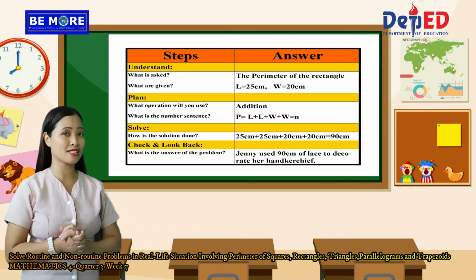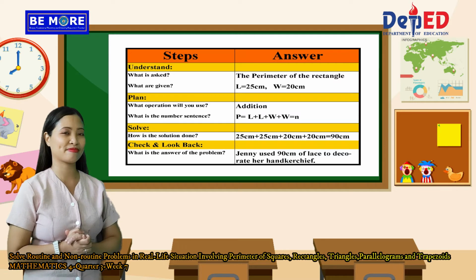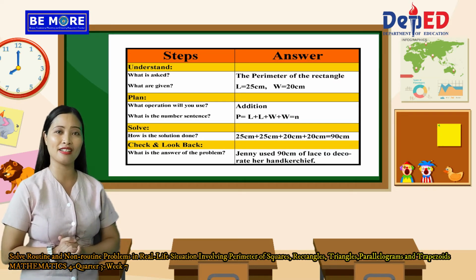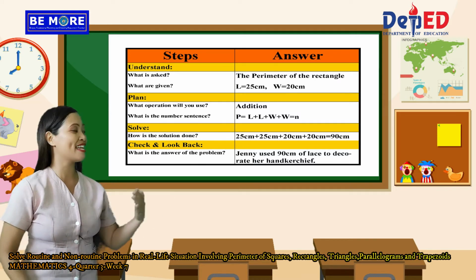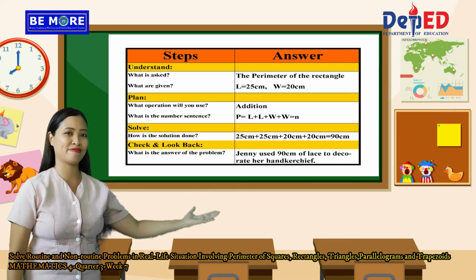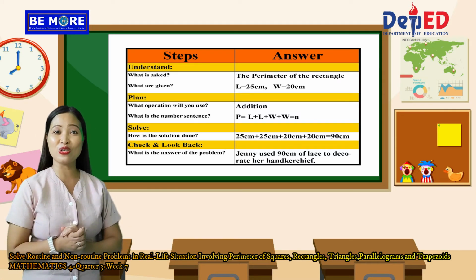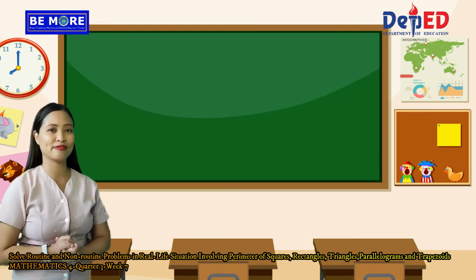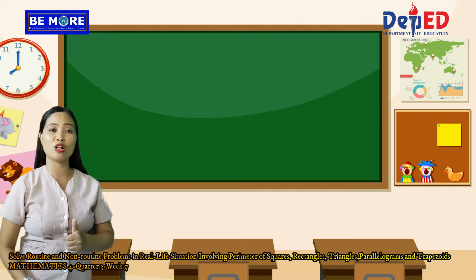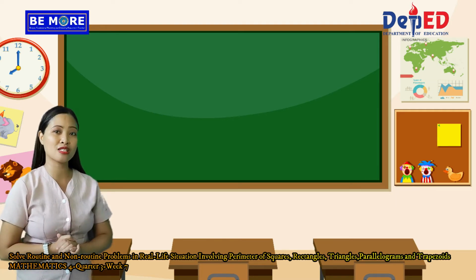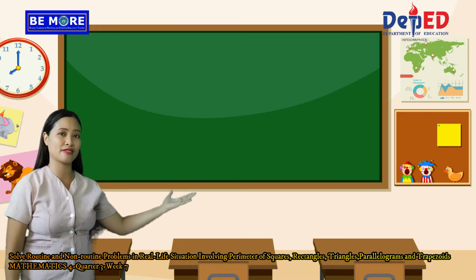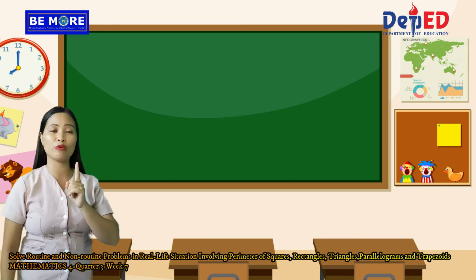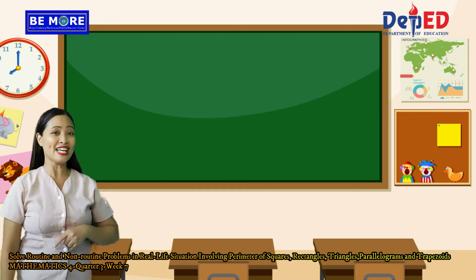Well, what is the answer? Terrific! The perimeter of the rectangle is equal to 90 centimeters. Wow! You are doing very well so far. How about solving a word problem just by looking at the illustrations? Can you do that? There is only one way to find out. Let's try this.